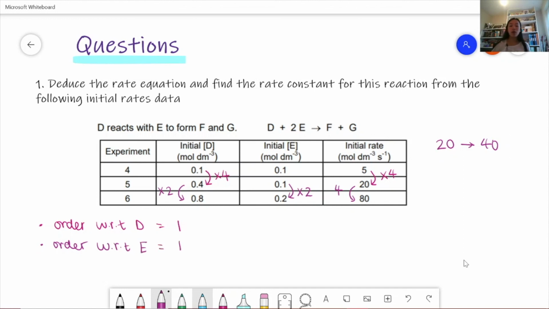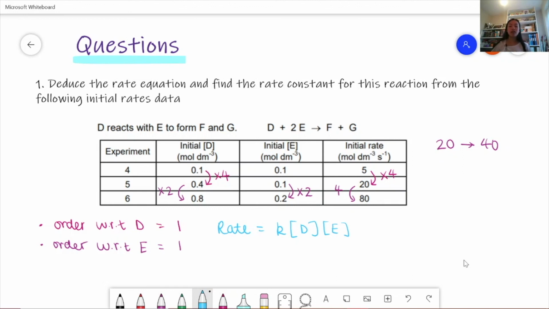So now we can form our rate equation. Our rate equation would be rate equals the rate constant times the concentration of D to the power of 1 multiplied by the concentration of E to the power of 1. And so that's our rate equation.